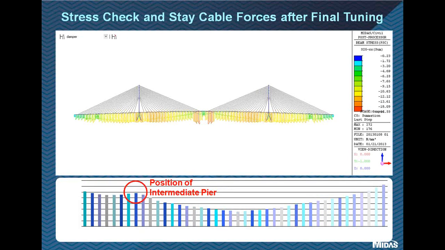This is the final stresses and stay cable forces after final tuning of the cable forces to approach the design cable forces. It means in this state, the analysis of bridge construction process is completed. You may see in this stage the different variation trend of the cable forces at the position adjacent to the intermediate pier.